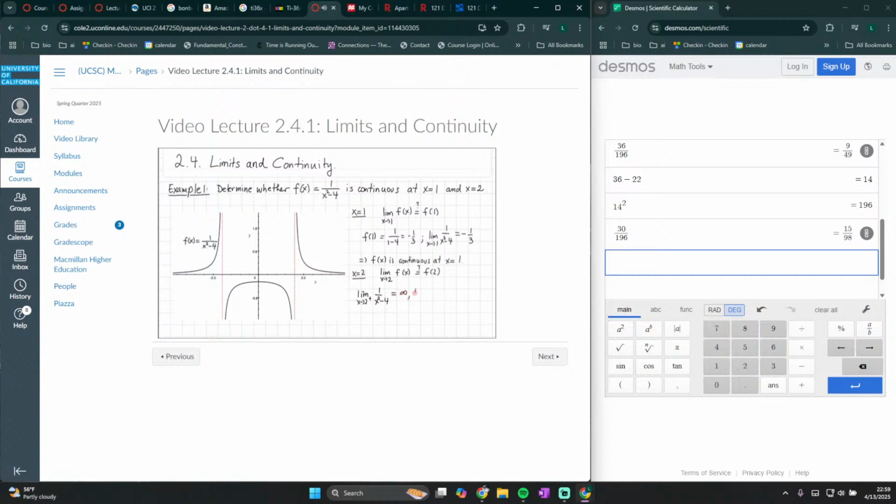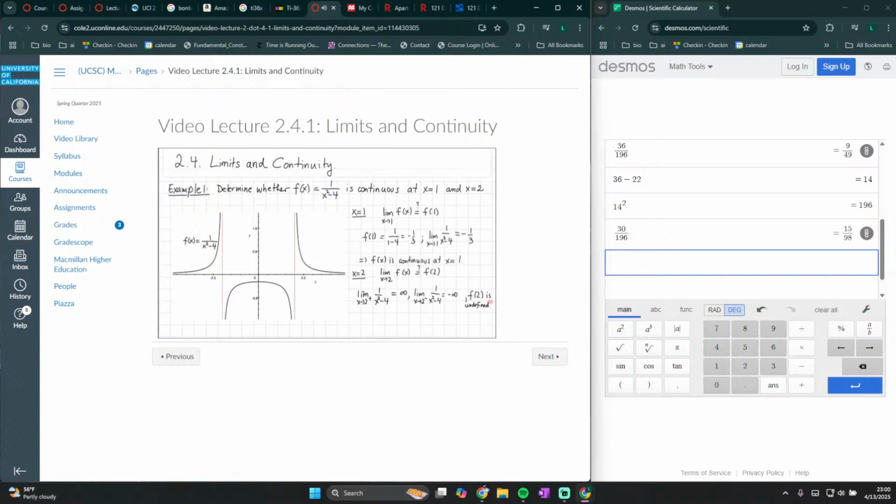Similarly, the limit as x approaches 2 from the left of f of x is minus infinity. F of x becomes arbitrarily large and negative as x approaches 2 from the left. Furthermore, f of 2 is undefined, and that, of course, immediately prevents f from being continuous at x equal to 2.